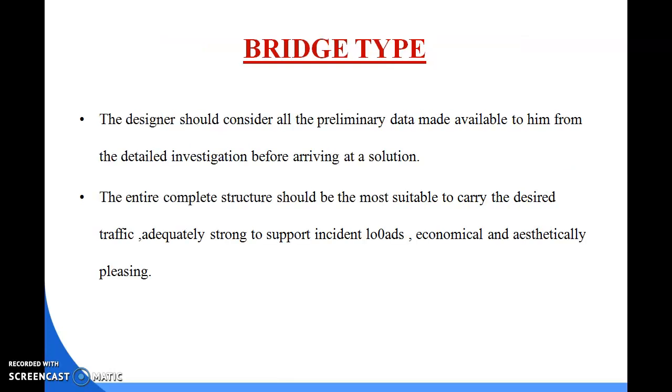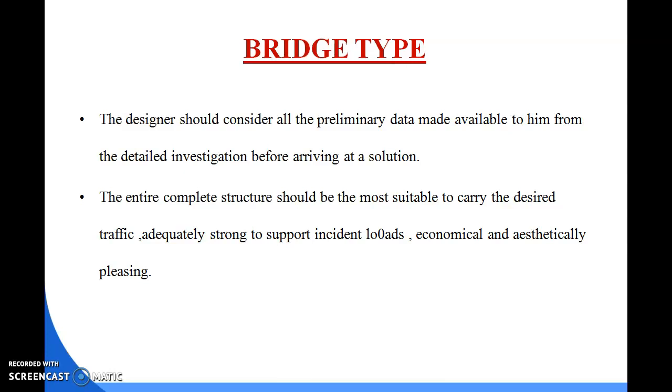Okay. Before the bridge type, we discuss the topography. In topography, the details can be obtained from the survey of India map, and in addition a cross section of the river at the selected site should be taken. The catchment area will also be obtained from the same topographical map, and it is used mainly for the flood analysis.